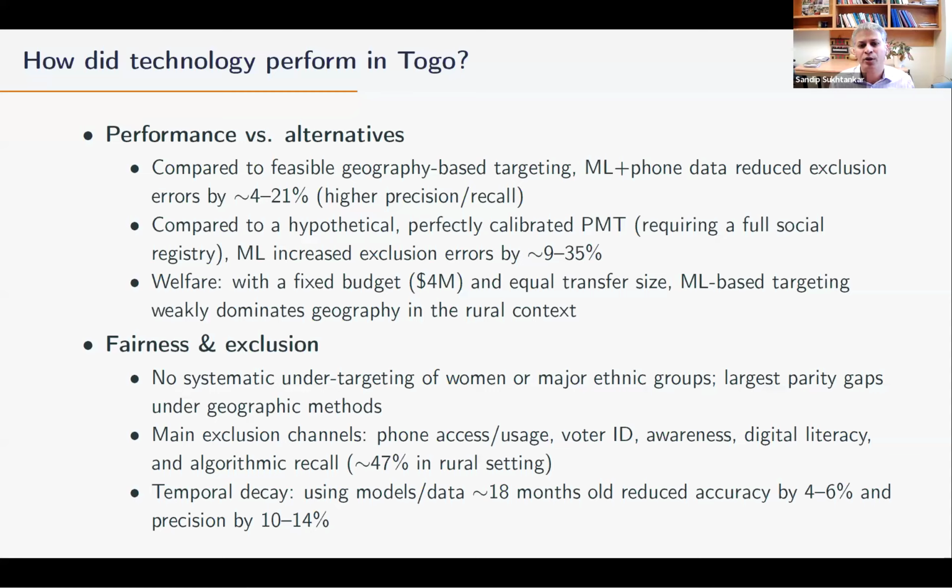Compared to that, it's not actually perfect, of course, because you're going to have some errors. And so compared to that, there's some increases in errors, but you don't have the data and you have fixed budgets. And so with these budgets, this type of targeting is much better than even using geographic targeting in the rural context.